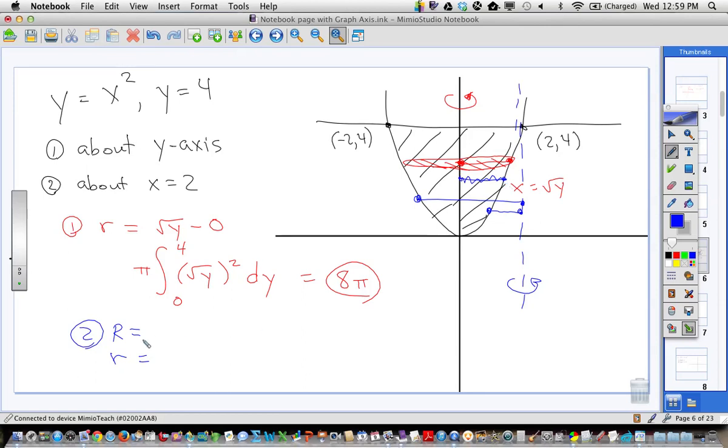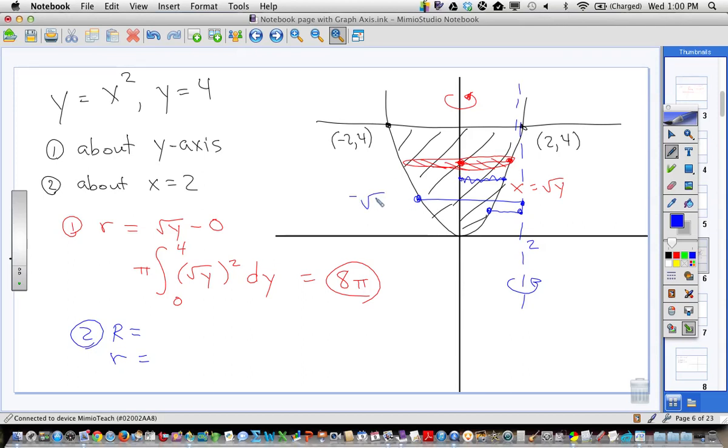So what's big R then? Now remember, we always go right minus left for horizontal strips. So what's the right x coordinate? 2. What's the left x coordinate?